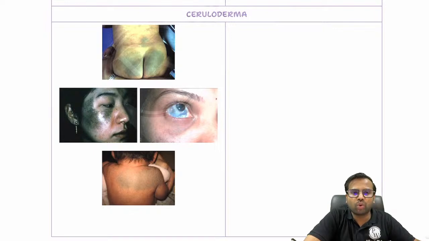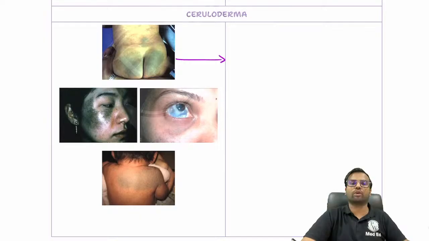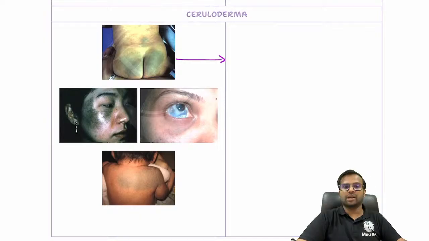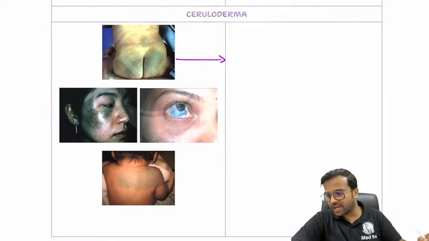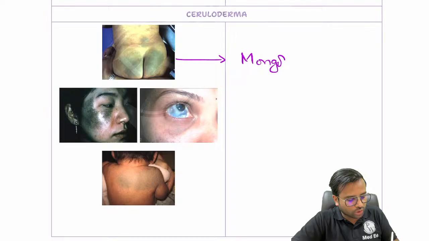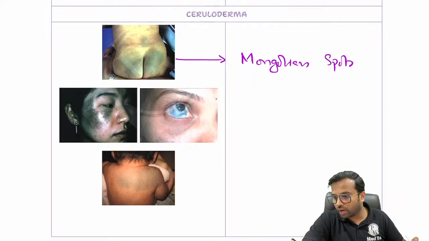Now let's see. This is all blue color discoloration over the skin. Let's quickly label it. What is this type of ceruloderma called? Ceruloderma matlab blue colored skin. अभी ये क्या है? Pratiksha is saying this is Mongolian. I also agree with her. This is called Mongolian spots. Now, what is the next one?